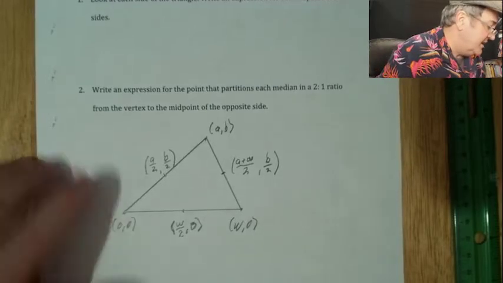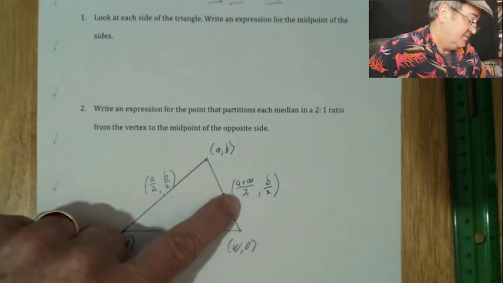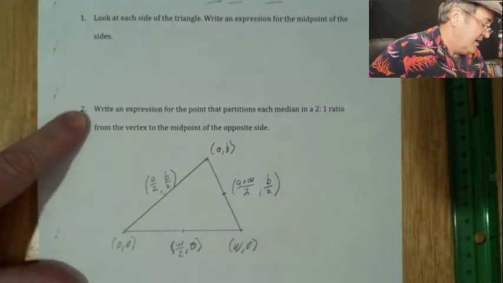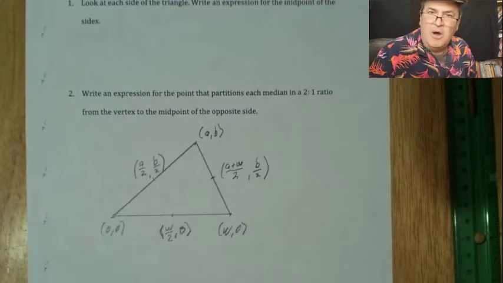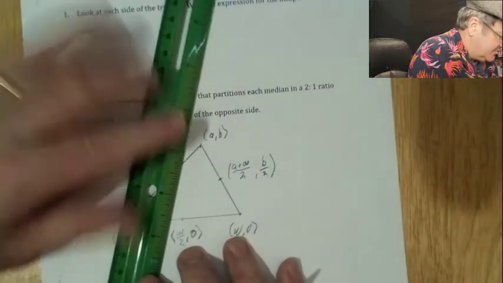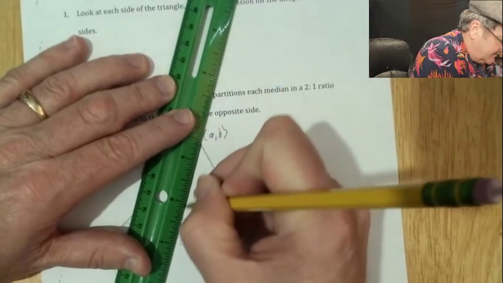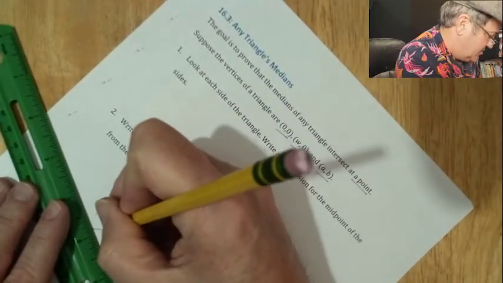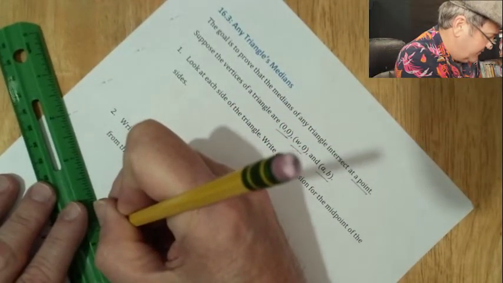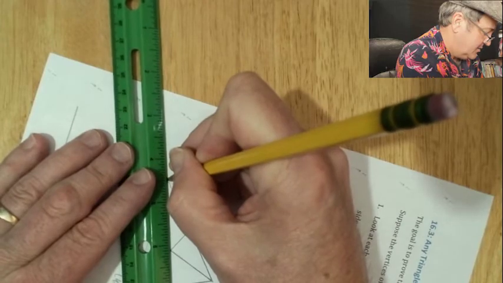What does it want us to do next? We write an expression for the midpoint of the sides. So the expression would be (A + W) divided by 2, B divided by 2. Write an expression for the point that partitions each median in a 2-to-1 ratio. Let's draw that so we have some visual to look at. If I got my measurements correct, this should all cross at the same point. Hopefully it's not off too much, and we should be in pretty good shape because we're going to connect all of those.